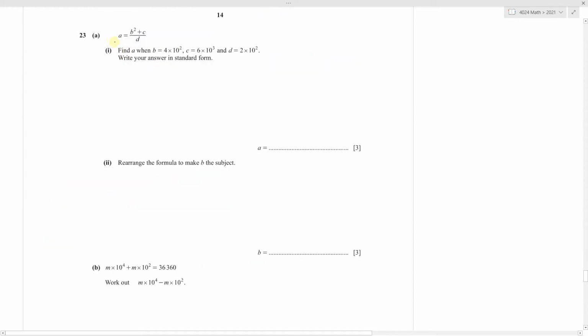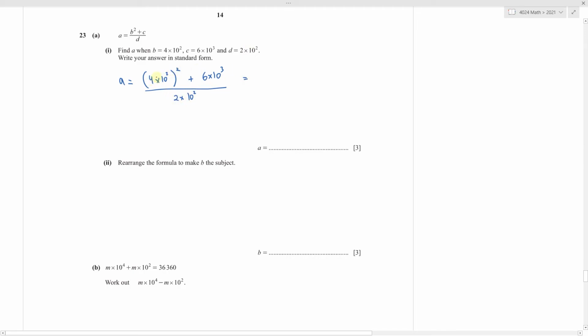Question number 23, part A. You're given A equals to B squared plus C divided by D. Find A when you have these values for B, C, and D. Write your answer in standard form. So A equals to B square, that means 4 into 10 square whole square, plus C is 6 into 10 power 3, and then divide by D is 2 into 10 power 2.